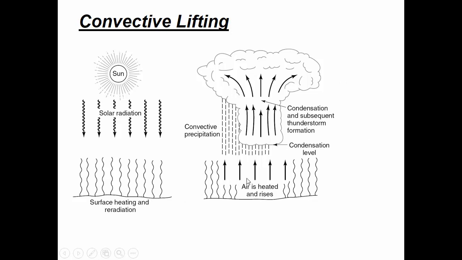And so, you know, some of the air that's being heated is also moist, and then as it goes up it cools, oversaturates, and causes precipitation.